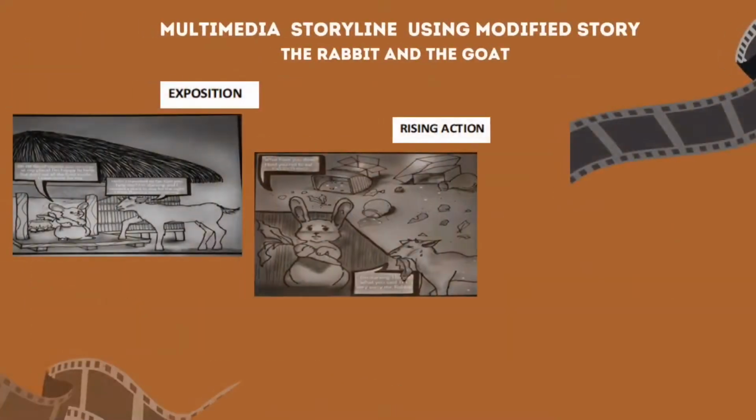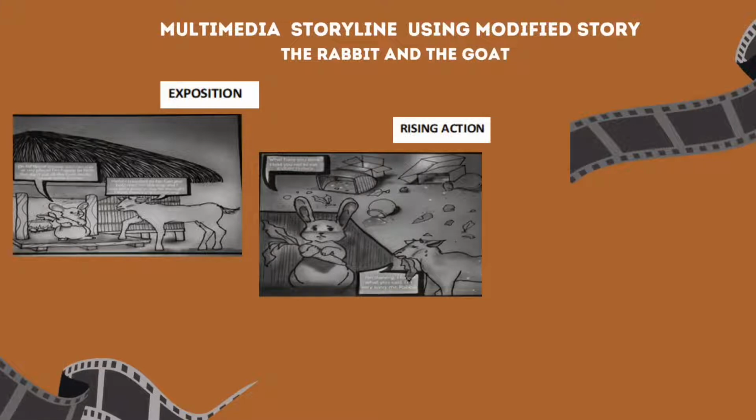This is a sample multimedia storyline using a modified story. The title of this storyline is The Rabbit and the Goat. Notice that the story is presented through a storyline. It means you will use boxes in creating your story and show how the story progresses. Notice that you can create your own characters and name them of your choice.